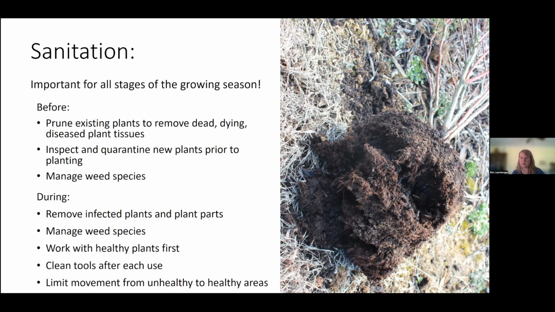Again, continuing to manage weed species for the same reasons. Work with your healthy plants first so that you don't pick up those pathogens on your clothes and then move them to those healthy plants. Clean your tools throughout the growing season. It's really common to think of that as an end of the season process, but cleaning throughout the season is very important. And then just limit movement. So if you know you have some trees or some plants that are struggling, make sure that you're not walking through those and then walking to healthy plants as you survey and scout and look at your plants. So just make sure that you're limiting movement through there so that you don't pick up pathogens and move those to other areas.